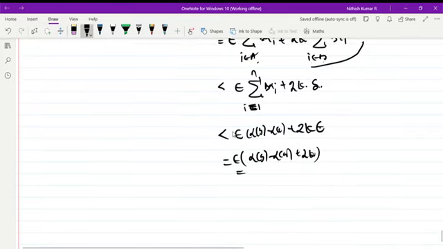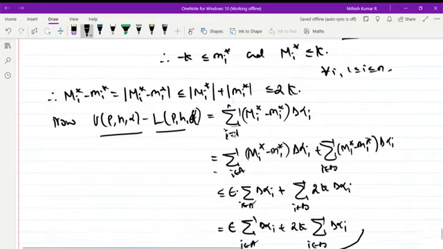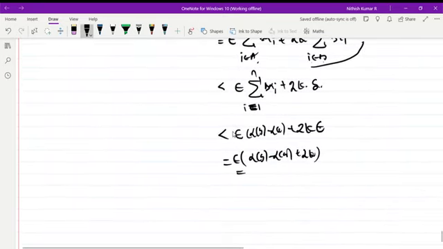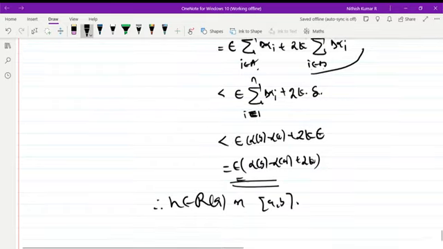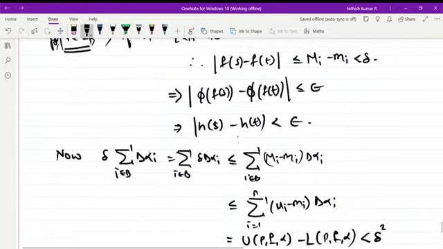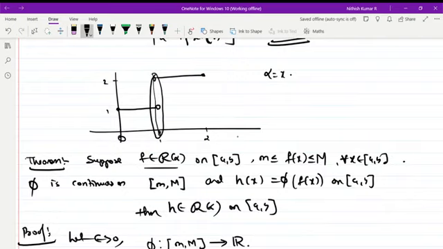Since epsilon greater than 0 is arbitrary, we get for every epsilon greater than 0, U(P, h, alpha) minus L(P, h, alpha) is less than epsilon. Therefore h belongs to R(alpha) on the closed interval [a, b]. Thus we have got: if f is a Riemann-Stieltjes integrable function and phi is a continuous function, then the composition of phi and f, that is phi of f of x, is also Riemann-Stieltjes integrable. Thank you.